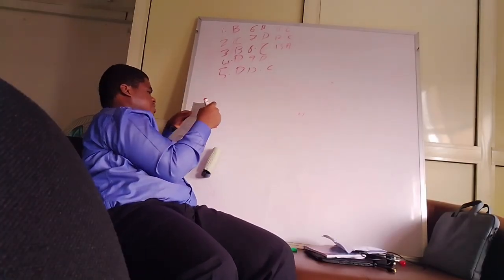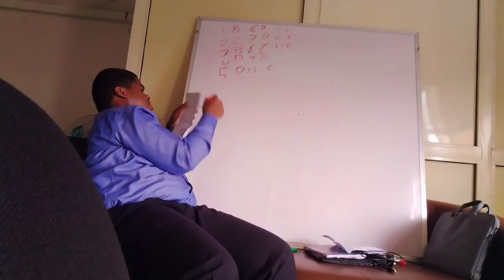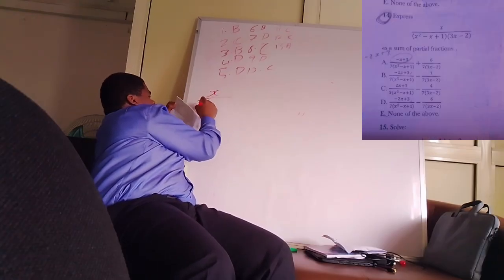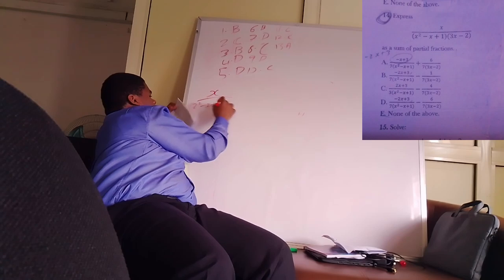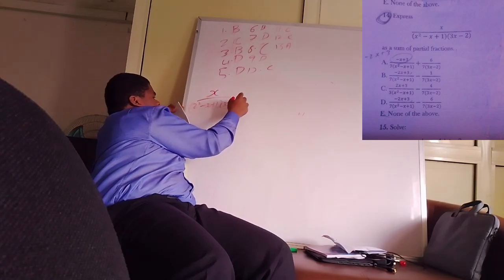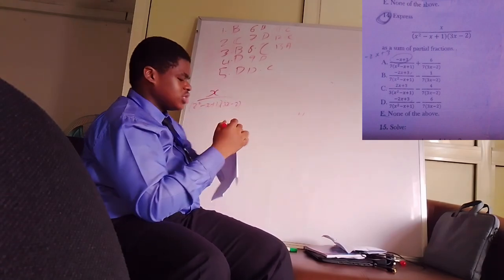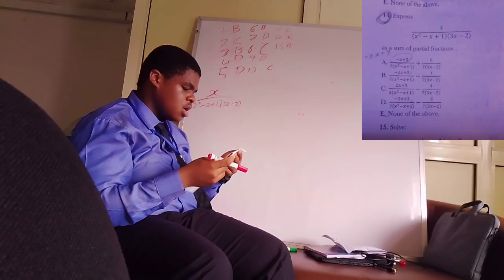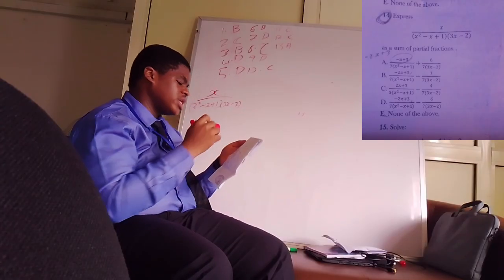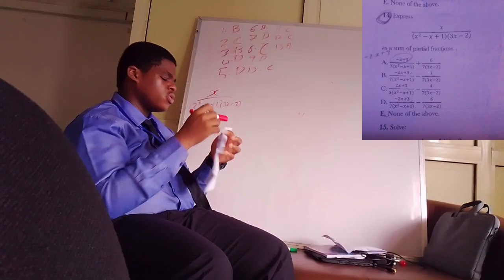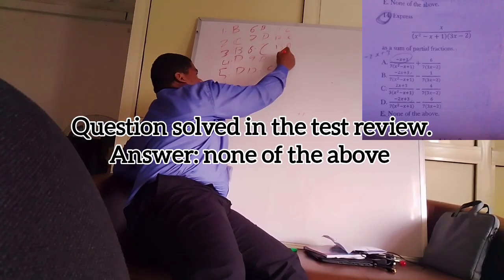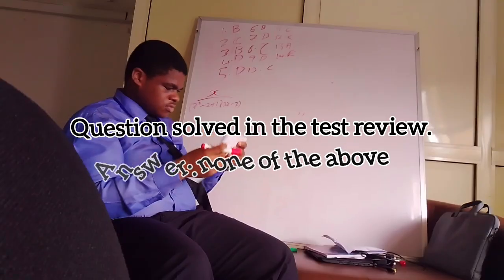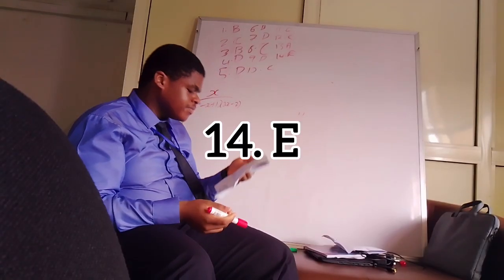Next question is question 14. Question 14 says you should express x divided by x squared minus x plus 1 times 3x minus 2. I saw this question in the test review, so I'm not going to solve it now. Please go to the test review and check the solution to this question. If you check the solution, you will see that options A, B, C, and D are wrong. So the correct answer to question 14 is option E, none of the above.